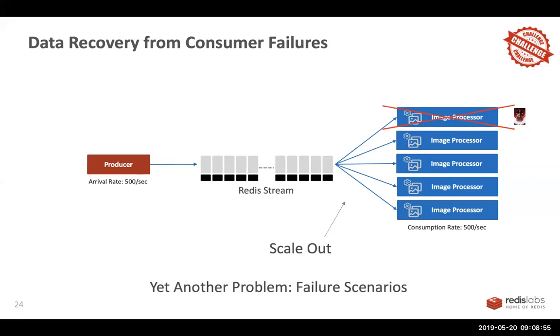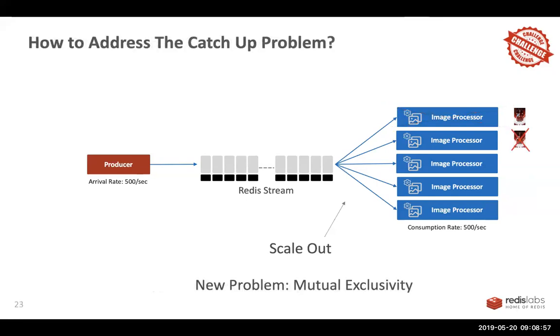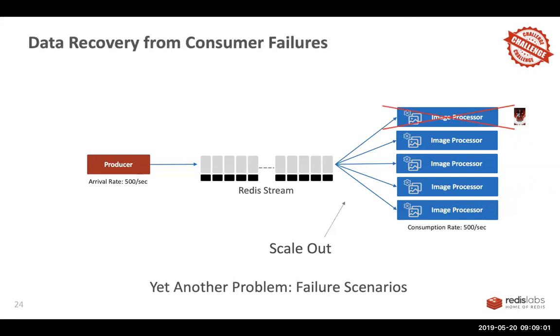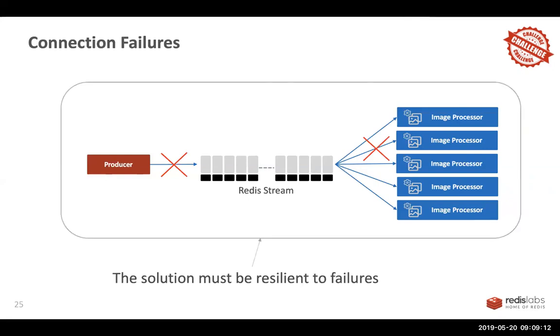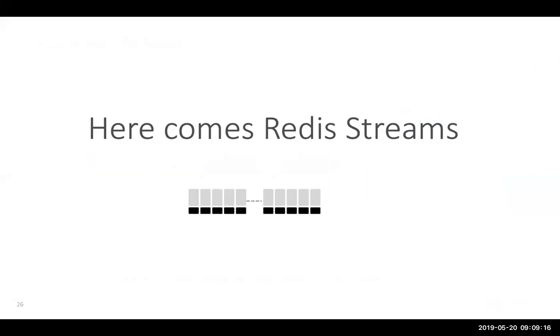You have, well, first you have the mutually exclusive problem where you don't know who's getting what. And then you also have a failure scenario where something goes down and you don't know if they've consumed the data or not. So how do you recover from that? You might also have the problem where your producer crashes and comes back up. So how do you handle all this?